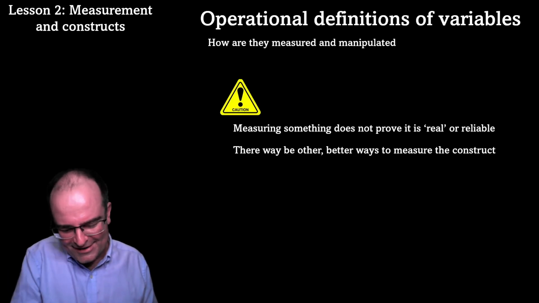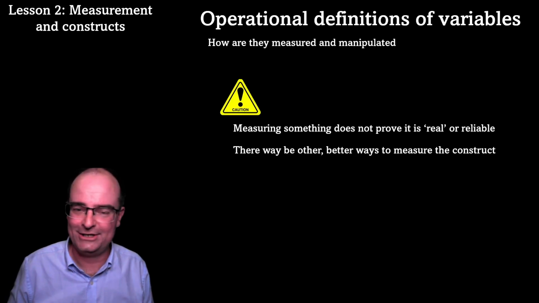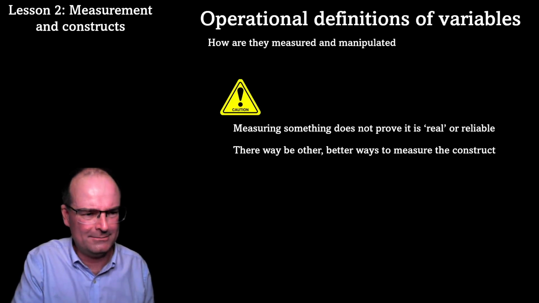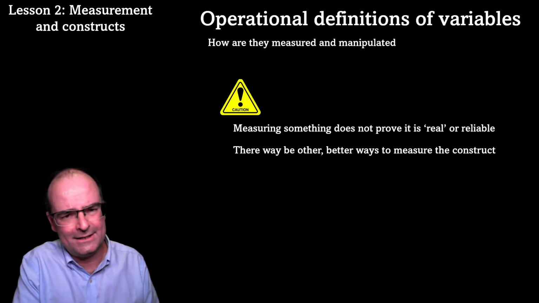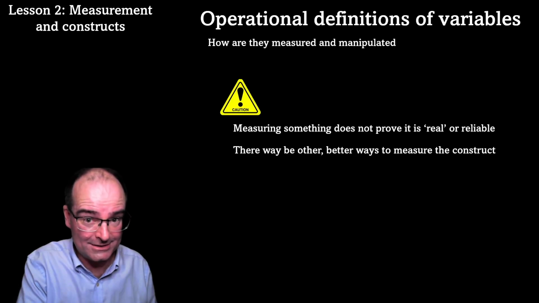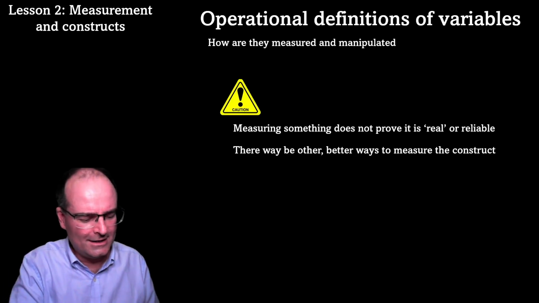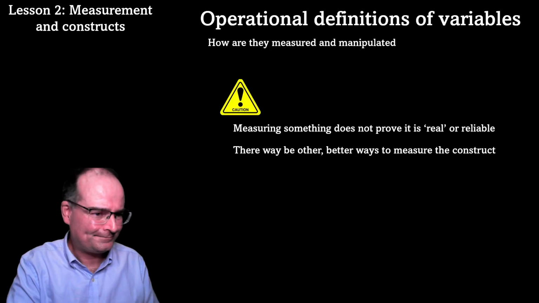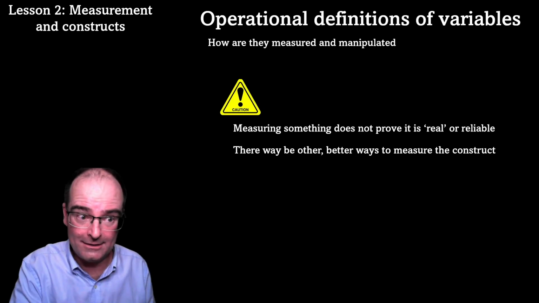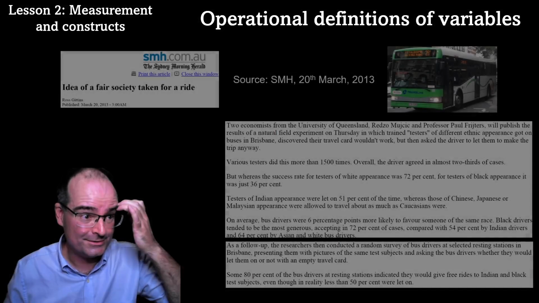Now that we've skipped over to operationally defining things and we're able to measure things, just be very, very cautious, because we measure lots of things in psychology, or we think we're measuring them. And just because we're measuring something doesn't actually prove that it's real. We have a lot of intelligence tests. Is intelligence as established as we think it is, for example? The second warning here is that the way you're measuring it is not the only way, and not necessarily the best way of measuring it. There may be a better way to measure the construct.